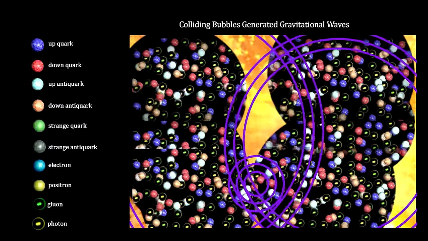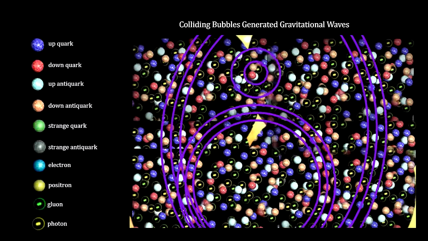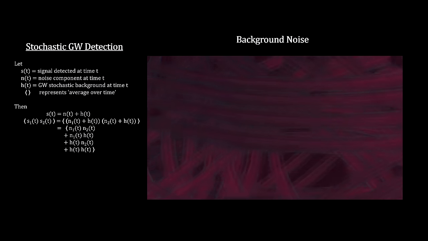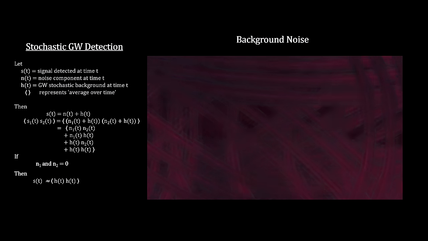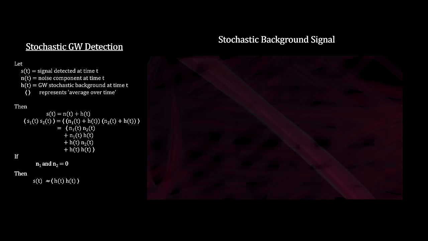The search for the stochastic background is underway, using very large numbers of pulsar timing arrays. Unlike the other gravitational wave signals, the stochastic background would just appear as noise in a single gravitational wave detector. Assuming that the noise in each detector is statistically independent from one another, and because the time average for noise is zero, multiple detectors can factor it out.